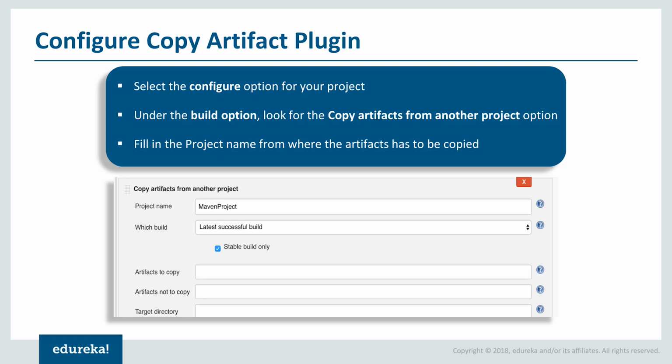When you talk about copy artifact, you give the project name, you tell what has to be copied, which build, and what the artifacts to copy are. If you have any exception which you don't want to be copied, you can put that in the artifacts not to copy section. You can put the target directory as well, so you can mention where those artifacts should be saved.